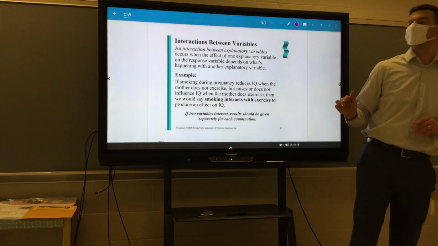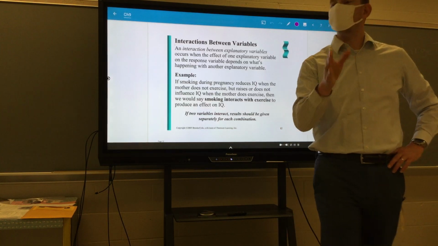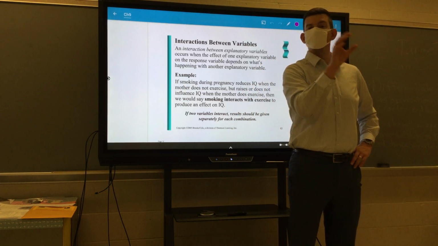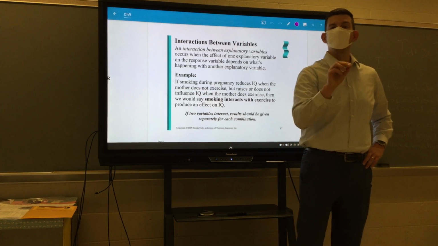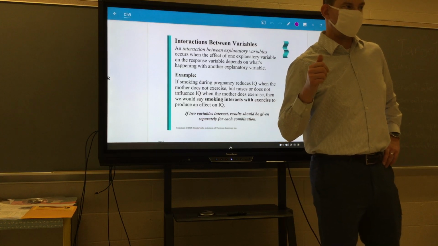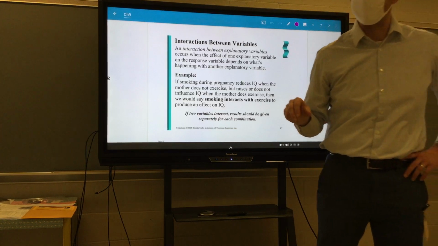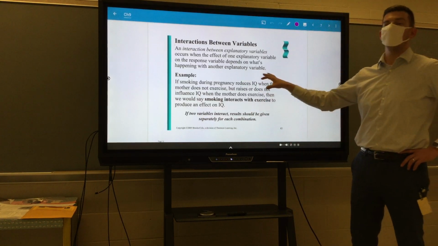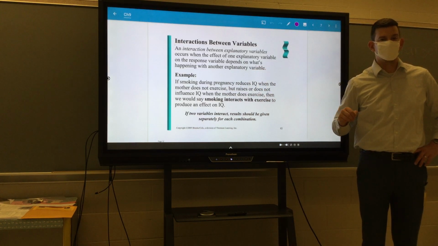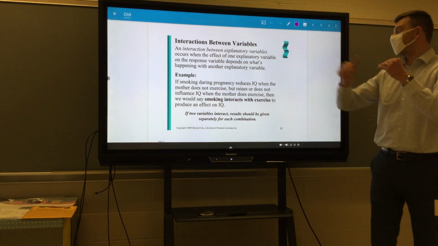So what they found, of those mothers who smoked during pregnancy, if they exercised as well as smoked, there was no noticeable difference in the IQ of their children versus the non-smoking mothers. They did notice that the mothers who smoked and did not exercise, that's where they saw this significant difference between the IQs of the children a few years down the road. So, exercise interacts.